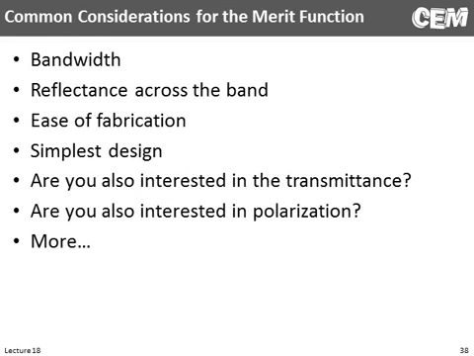So when we're designing a merit function, here's what normally we might put in as ingredients: the bandwidth, reflection across the band. We talked a little about this before, but maybe also ease of fabrication. Maybe we wiggle our design parameters a little bit and we see how robust it is to deviations. If it's very sensitive, it's probably going to be difficult to make. Maybe we also want the simplest design. Are we also interested in some property of the transmission? Are we also interested in some kind of polarization response? What else could we possibly want, maybe the size of the device?